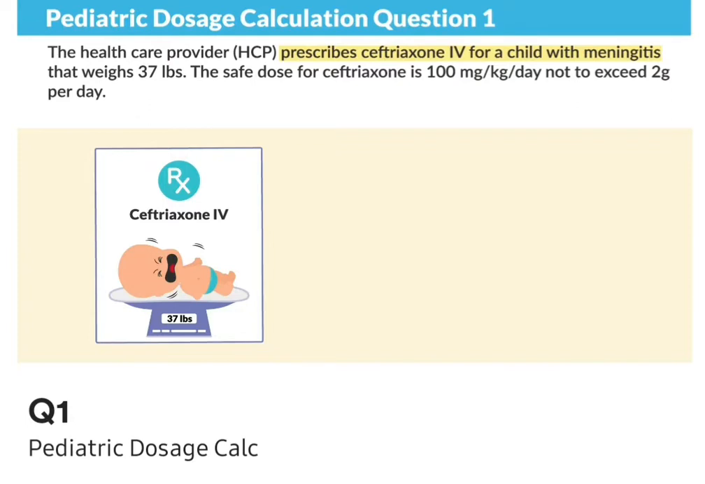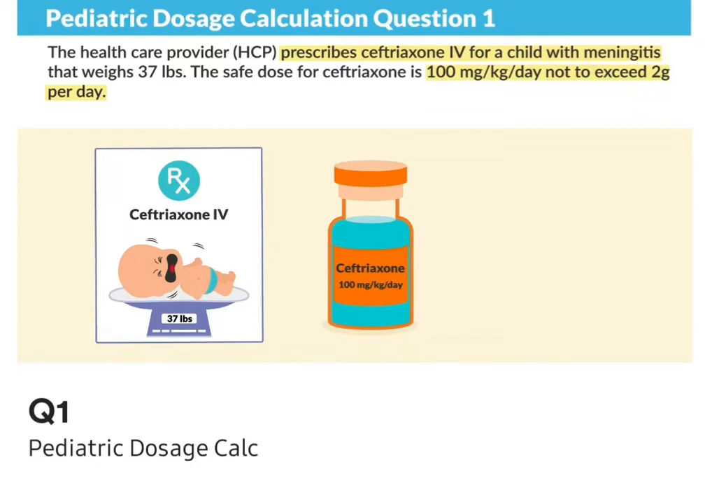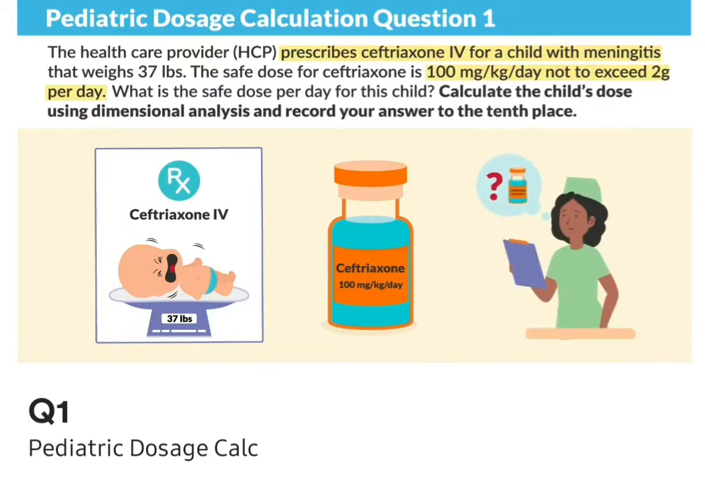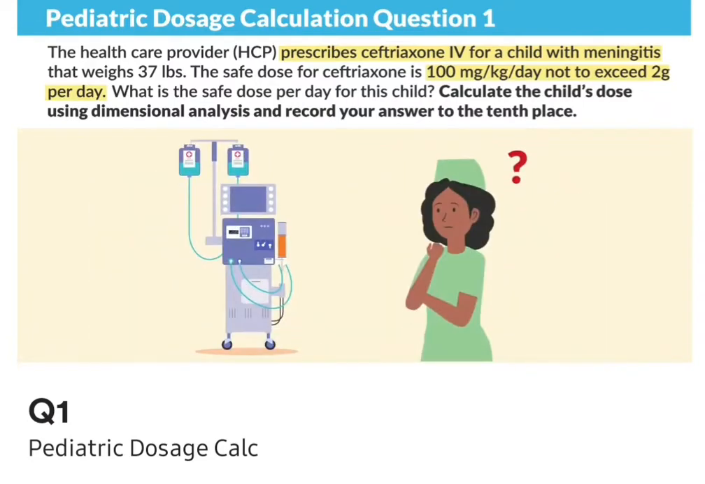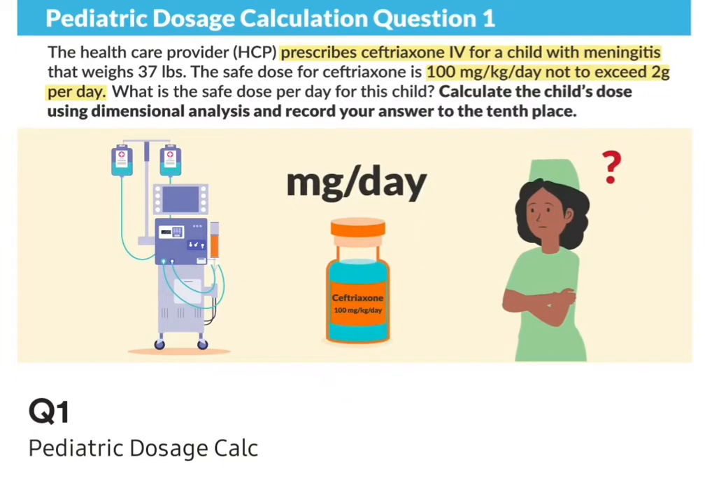Now, the safe dose of this drug is 100 milligrams per kilogram per day, not to exceed 2 grams per day. So what is the safe dose per day for this child? And remember, we have to calculate the child's dose using dimensional analysis and record your answer to the 10th place. Okay, so first identify what you're solving for. So we're solving for the child's safe daily dose in milligrams per day.